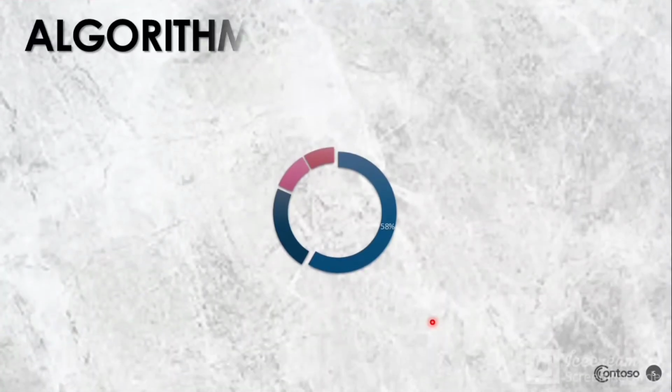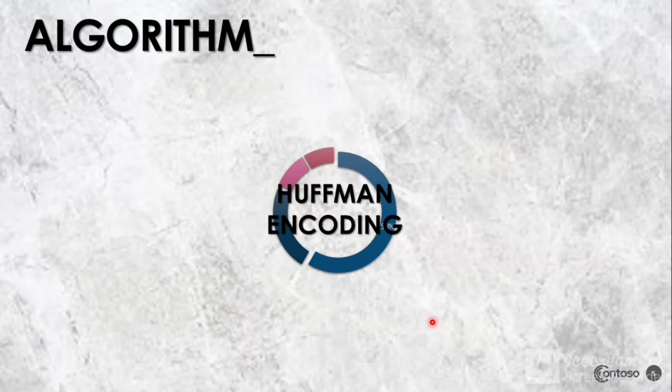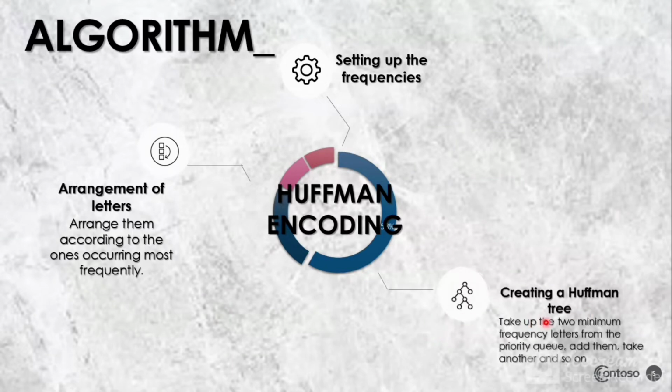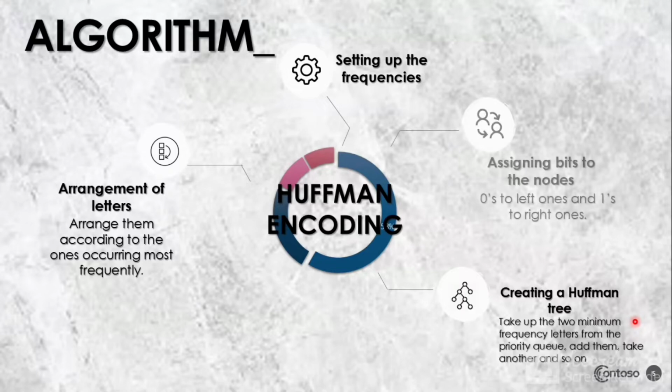Moving towards the algorithm of Huffman encoding, how we can use it. I've divided it into certain steps so that we can clearly understand it. The very first step is the arrangement of letters, arranging them according to the ones occurring most frequently. Then in the second step, we'll set up the frequencies, how the letters in the sentence are occurring. Then we'll create a Huffman tree with those frequencies: we take the two minimum frequency letters from the queue where we have written them, add them, then take another one, and add them up until the root node. That's how we will create a Huffman tree.